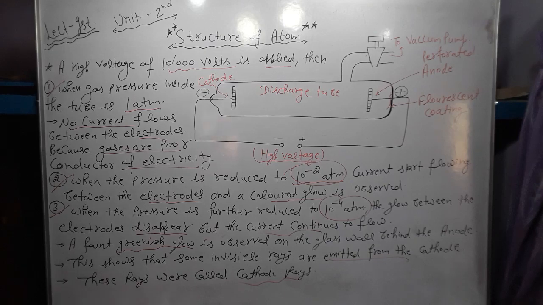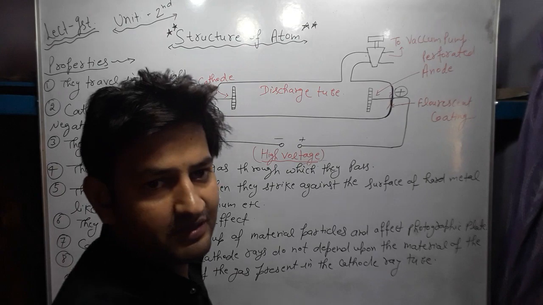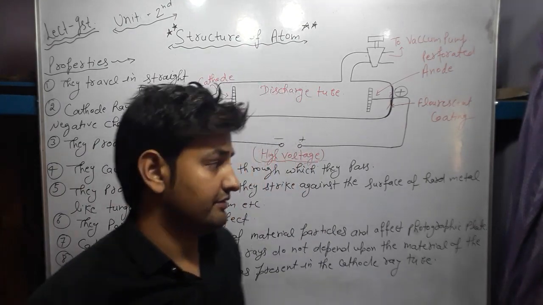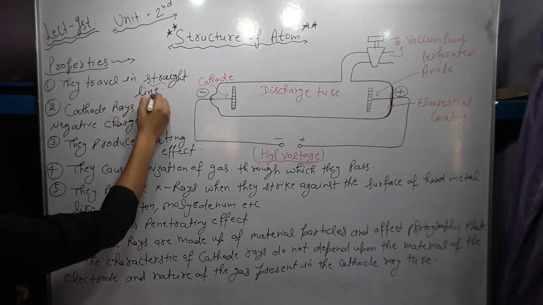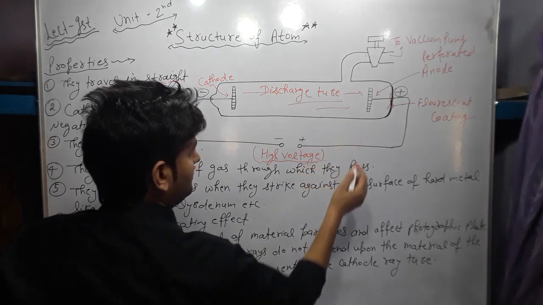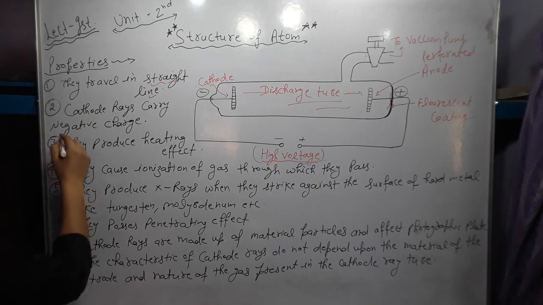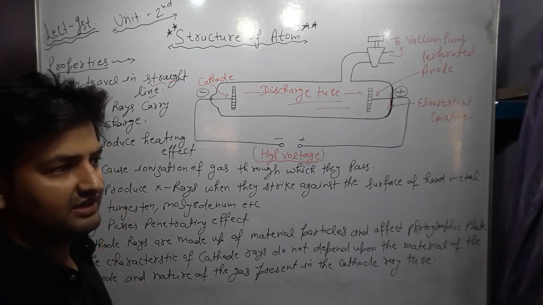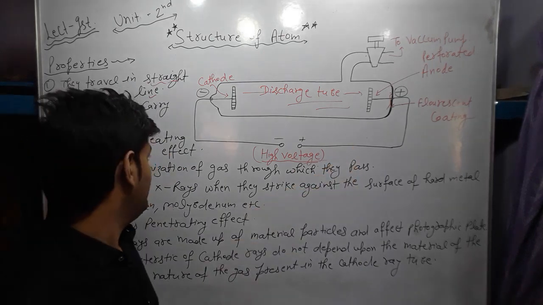There are some properties of cathode rays, so let's discuss them. First property: cathode rays travel in a straight line. Straight line means from the cathode to the anode. They will move in a straight line. Cathode rays carry negative charge, so they move from the cathode towards the anode.